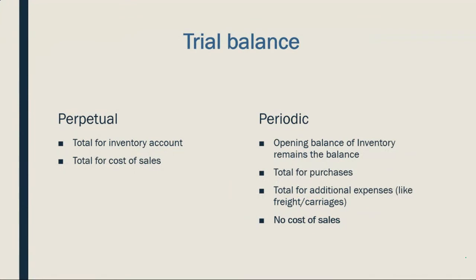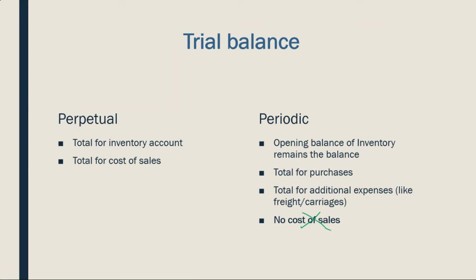Now, if we talk about the trial balance, what you would see on the trial balance when we have a perpetual inventory system is you will only see an inventory account and a cost of sales account. Whereas under the periodic one, you would see the opening balance of inventory that remains the balance at the beginning of the year. Then you will see the total purchases in the purchases account. You will see the total additional expenses like your carriage on freight or carriage on purchases, your import duties, any insurance type things, and you will not see a cost of sales account. So there is no cost of sales account on your trial balance.